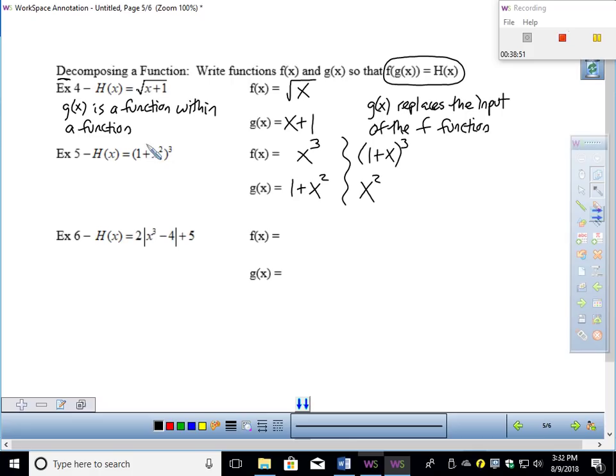Let's see if you can do example 6 and at least come up with two possibilities, two of them. All right, here's what I have. So how about this?